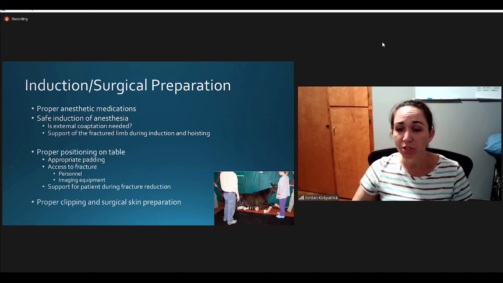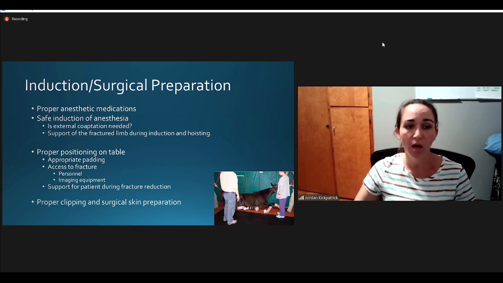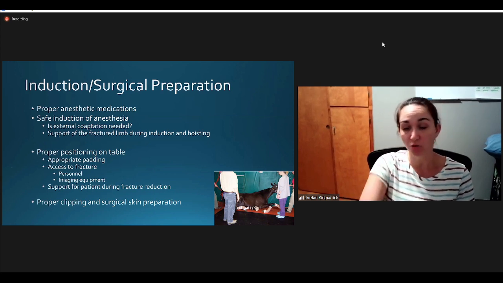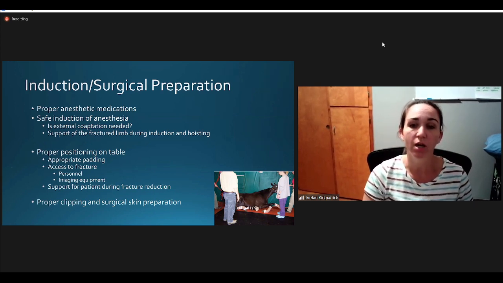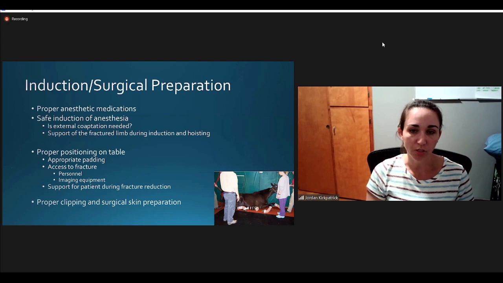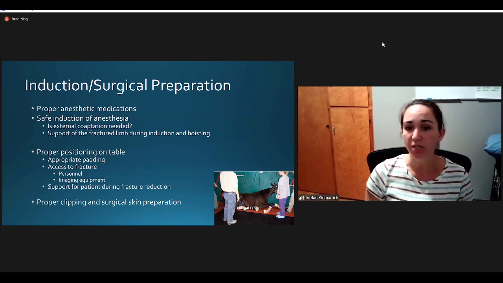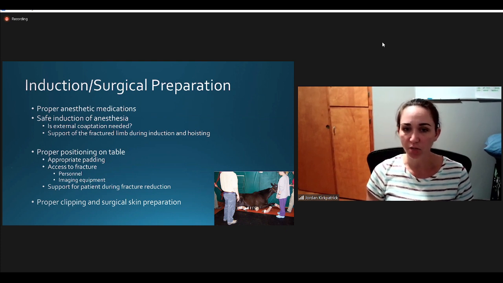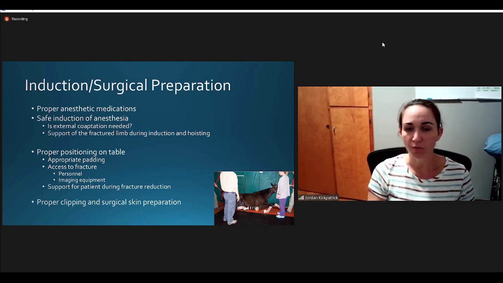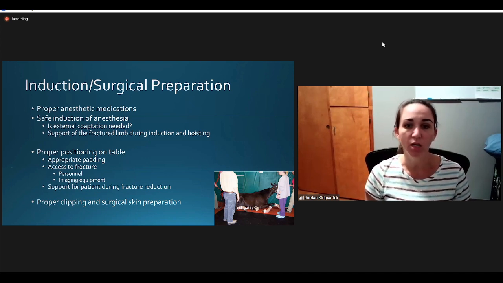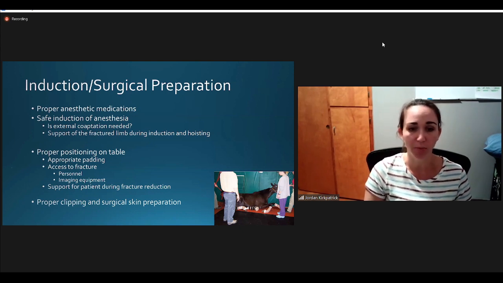Make sure they're positioned on the table appropriately, which seems like something very simple, but you need to make sure that you yourself can access the fracture and the surgical approach that you need, but also that your imaging equipment can get there. Sometimes they have to be a little bit farther off the table than you would think, so that you can put the plate underneath if you're taking x-rays, or if you have a fluoroscopy unit, so that you'll be able to see what you need to do. And then obviously proper prep and everything else.